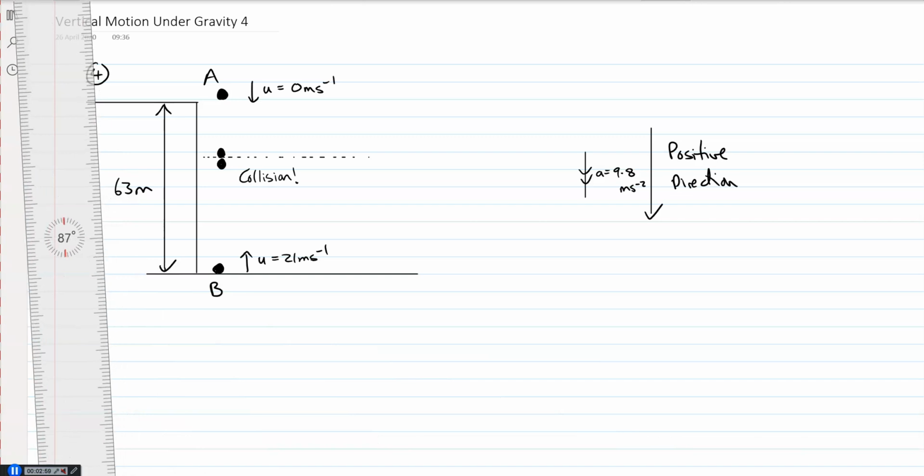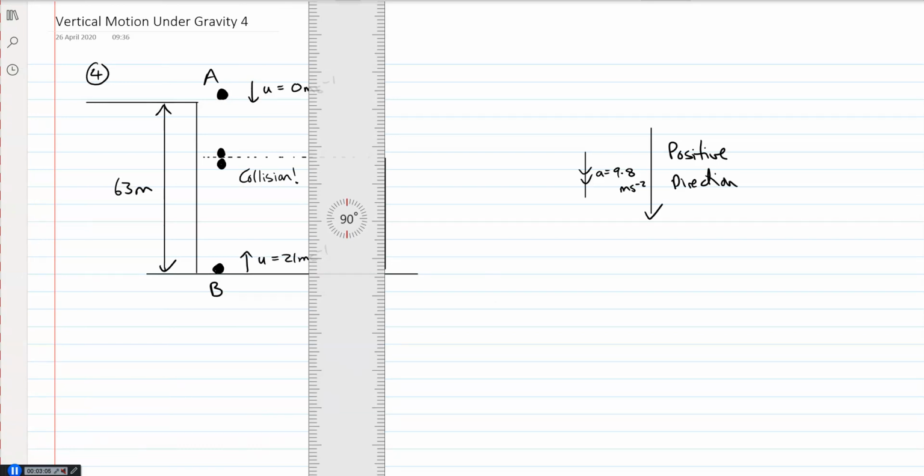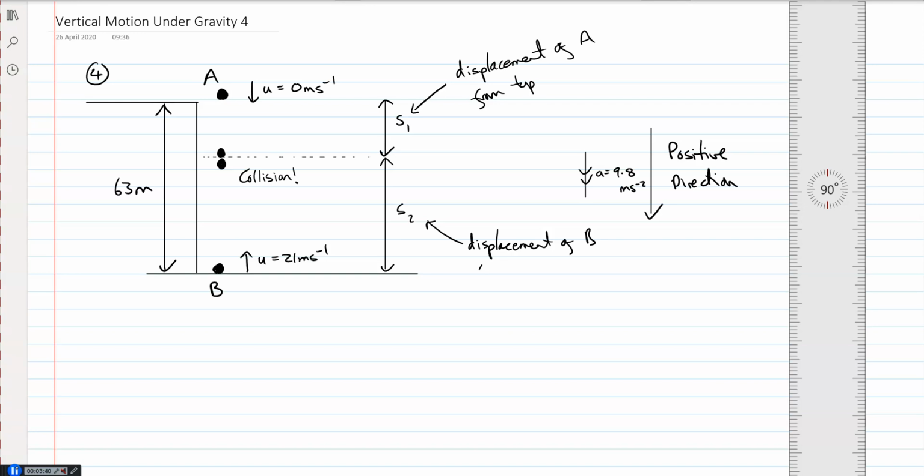So we need to find this distance here. And we may need to use this distance here. Okay, so they're going to have traveled different distances. So let's say the displacement from the top of the tower, or this will be the displacement of A from the top, and we'll call S2, which is actually what we're trying to find as well. The value of S2 is the distance where the balls collide from the bottom of the tower, but in our working we'll use this as the displacement of B from the bottom.